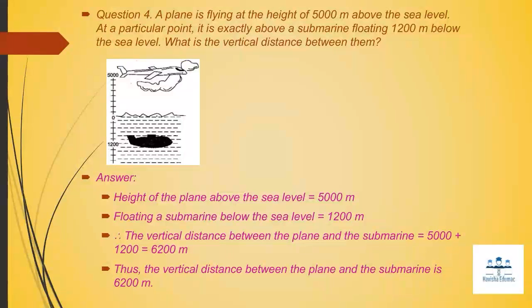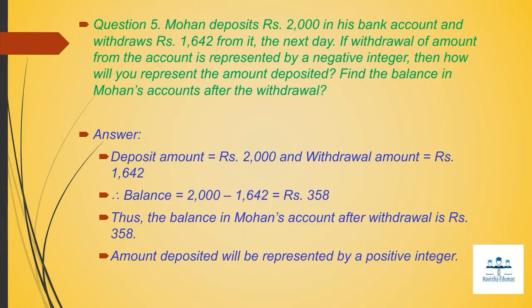Height of the plane above the sea level is 5000 meters. Floating submarine below the sea level is 1200 meters. For finding the vertical distance, we need to add 5000 plus 1200 meters. That is equal to 6200 meters. Thus, the vertical distance between the plane and the submarine is 6200 meters.